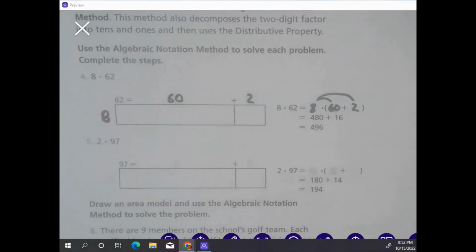I'm going to let you go ahead and fill in our place value drawing. This drawing gives you a little bit of a head start, and then I'll go ahead and fill in those answers.